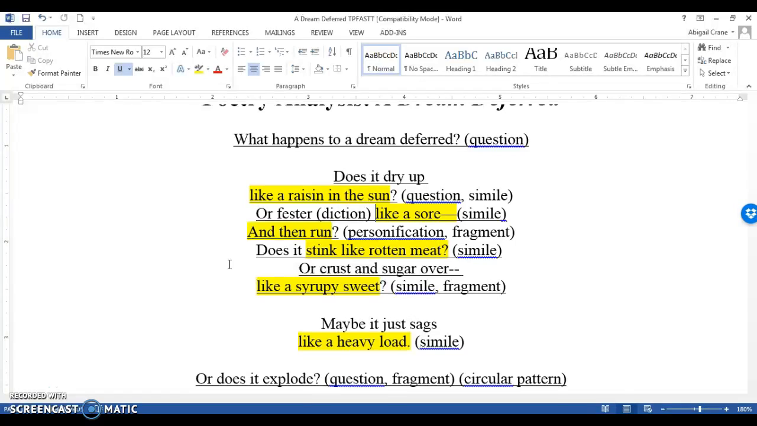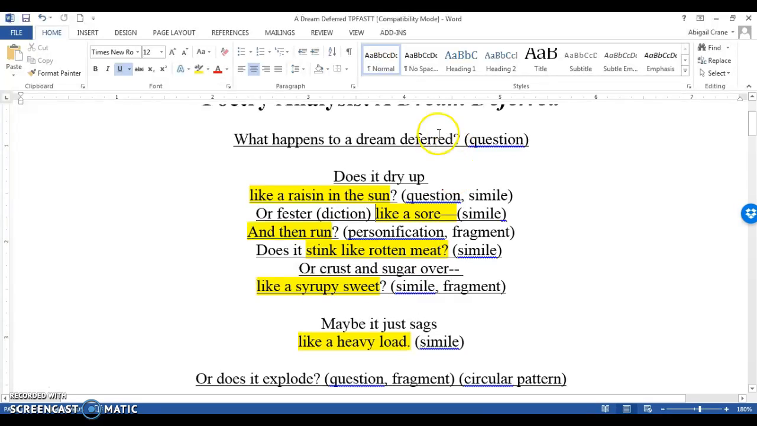So some really interesting ideas here so far. And then the last simile here, we have like a heavy load. I like to think of the word load as like a burden, like the dream that is unfulfilled is a burden. Thinking back to that syrupy sweet comparison, here we have something that never goes away. It crusts over. It can never be removed. And that becomes a burden to the person who dreams of that dream and then never fulfills it.